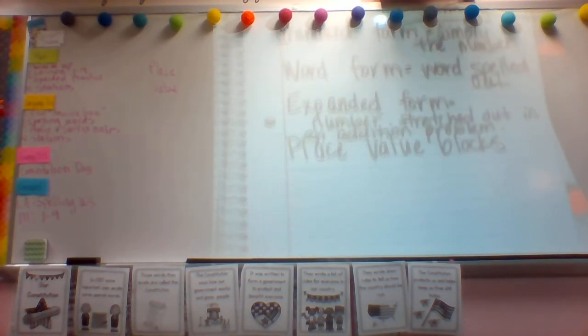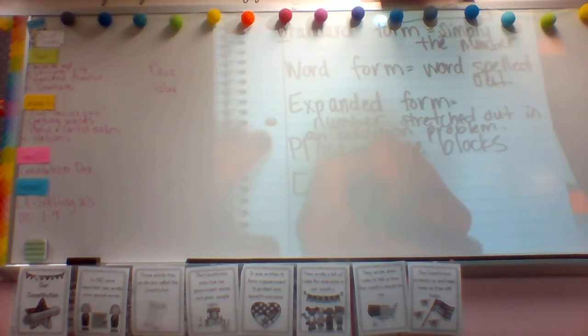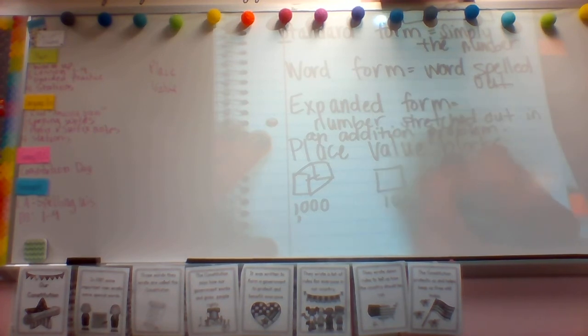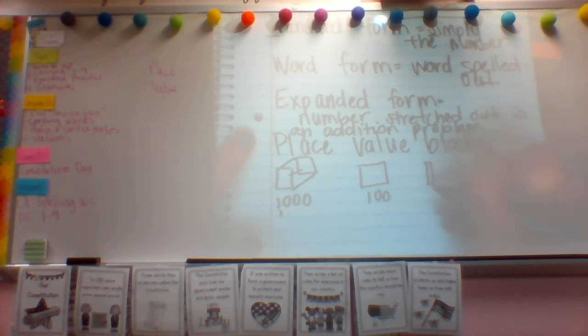And then with place value blocks, we have blocks that represent numbers. And so the terminology that we use for these are really important to remember. They're going to start off by using a cube, and that represents 1,000. They also use a flat, which represents 100. A rod represents 10, and a unit represents 1. Okay?